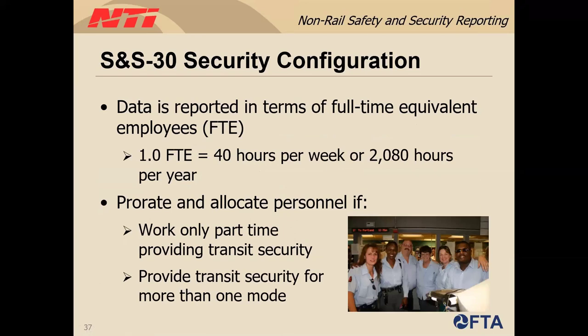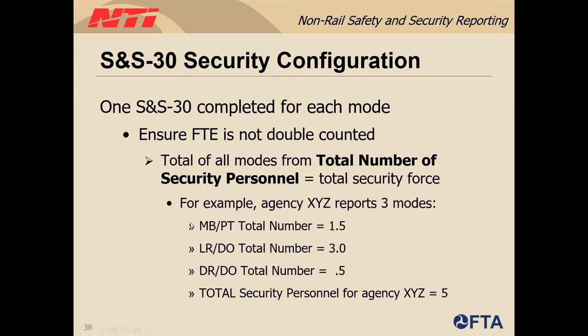The number of personnel is reported in full-time equivalents. One FTE equals one person working a 40-hour week, or 2,080 hours per year. So you prorate the number of personnel if the person works only part-time providing transit security, or if they provide transit security for more than one mode. One SNS 30 is completed for each mode and type of service. Be careful not to double count personnel. The number for the total number of security personnel box on the SNS 30 form should equal the total number of agency personnel.